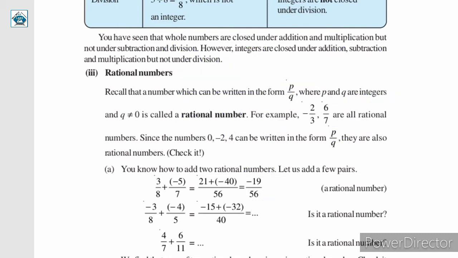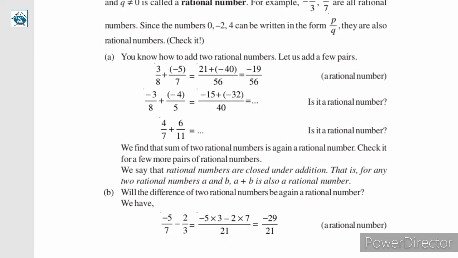Here you are given some more examples which you can solve, and you will find that the answer will always be a rational number. So we find the sum of two rational numbers is again a rational number. You can check it for a few more pairs of rational numbers. So we say that rational numbers are closed under addition. यानी कि अगर आप कोई भी दो rational numbers को add करेंगे, then the answer will also be a rational number.